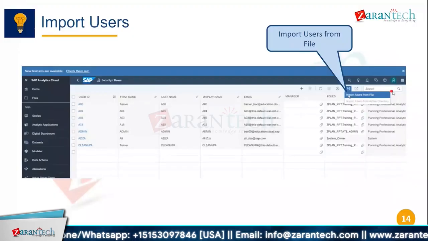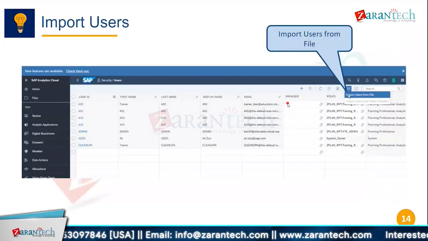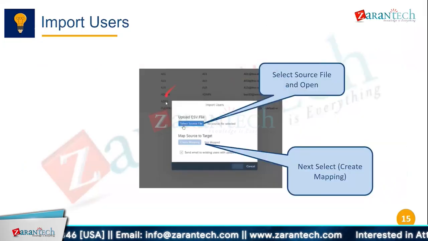So now our scenario is we want to import users from file. So I click on this import button, then I click on this import users from file. Once you click on that, you will see the screen where you can select a source file. So you can click on that. And once you select some source file, next it will ask you to map the fields.